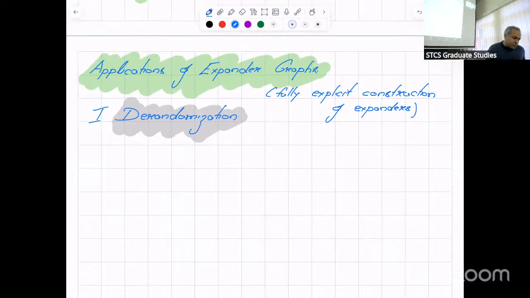So let's do a sort of detour before we go to the application. Let's just do a detour of randomized algorithms. I'm going to give a very, very bird's eye view of what randomized algorithms are.